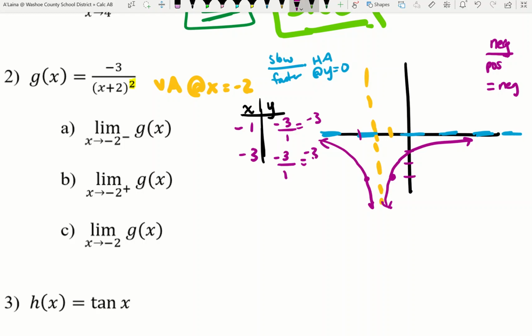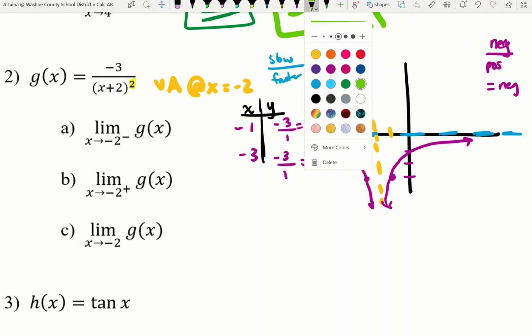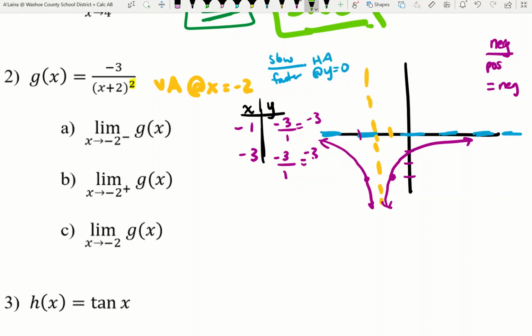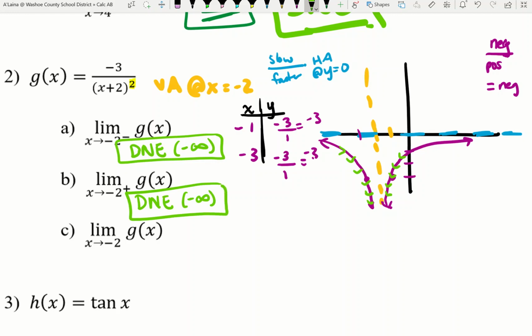As I'm looking at the limit, as I approach -2 from the left-hand side, I am going down to -infinity, which is not a numerical finite value, so I'm going to put does not exist because we are going in the direction of -infinity. As I approach -2 from the right-hand side, I'm also going to -infinity, which is still not a finite value, and so that does not exist because I'm approaching -infinity.